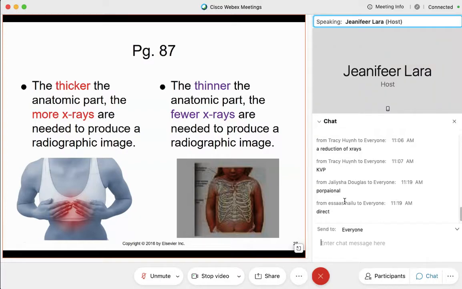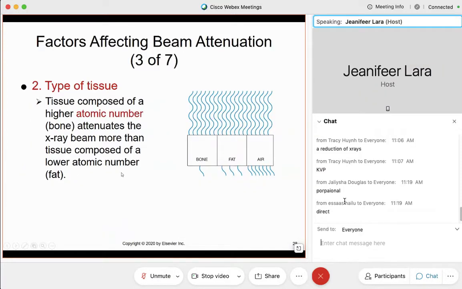So you guys are getting it. I love it. All right, number 2. Do we have any questions about tissue thickness before we go into type of tissue?